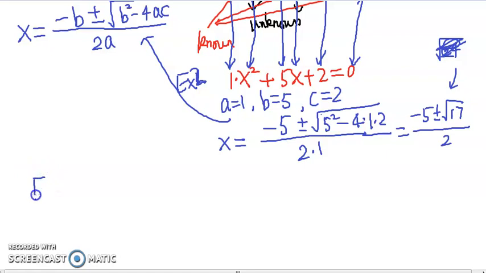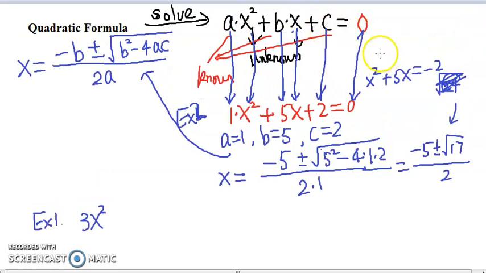Now let's look at another one. Say we have square root x squared. We can put a number in front of that, 3x squared. By the way, if the problem given is not in this format, say if it's given as x squared plus 5x equals negative 2, you will not be able to use the formula directly, because if you want to use the formula, it has to be 0 on the right side.